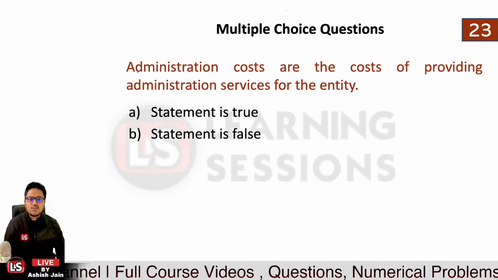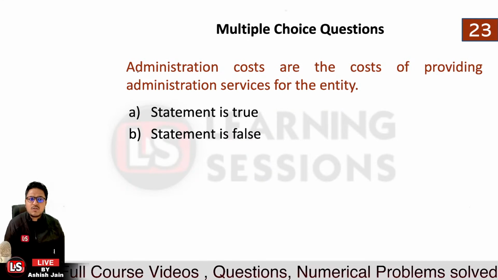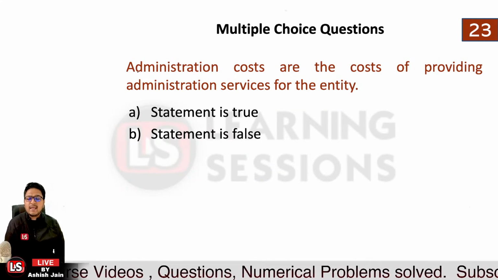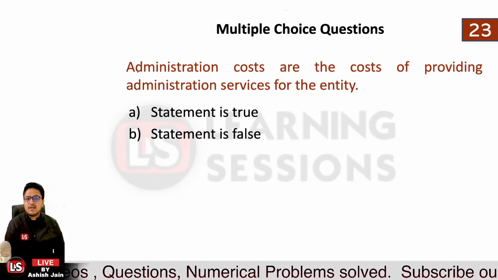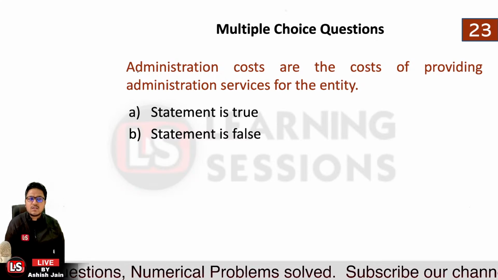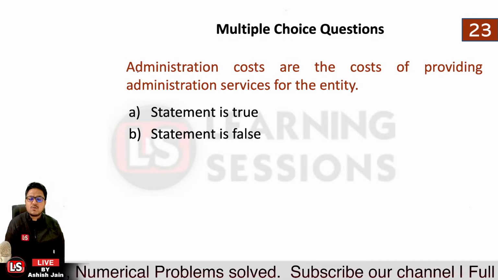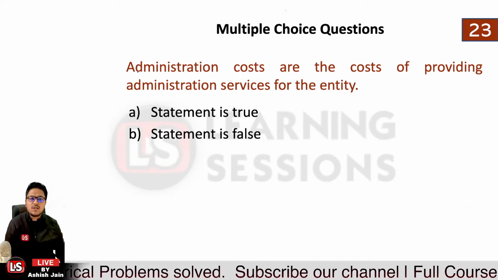Now let's move to the next question. Administration costs are the cost of providing administration services for the entity. That is quite true. So option A is the right answer.